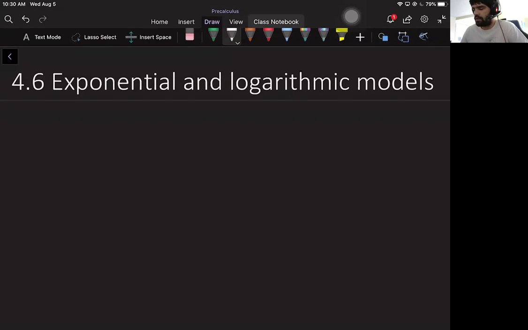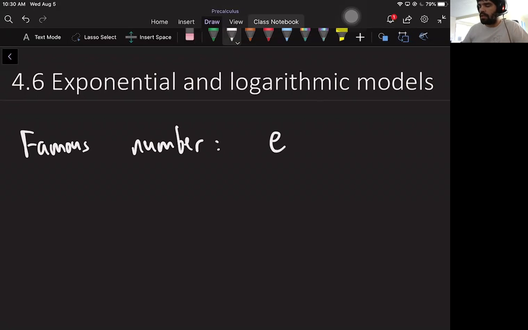But first, we need to learn about a very famous number that we haven't talked about yet. And it's very related to exponential growth. So this famous number is called E. And it's roughly 2.7 something. Okay, so I'm not going to try to guess more digits than that. But the idea is it's between 2 and 3. And it's extremely related to exponential growth.